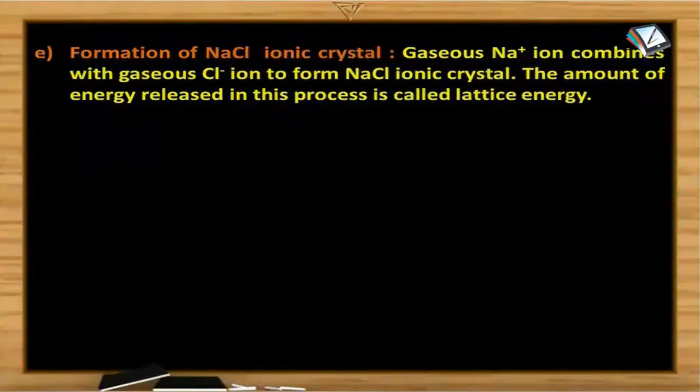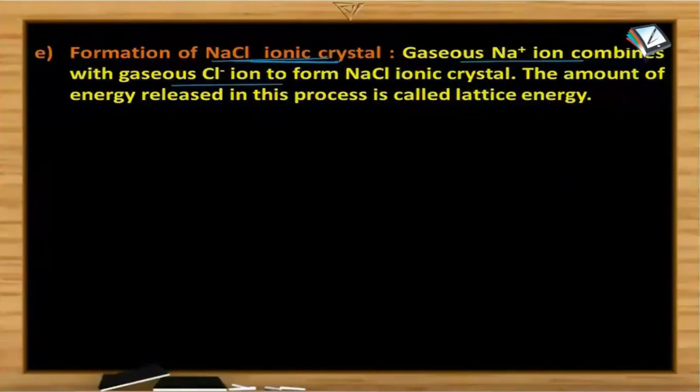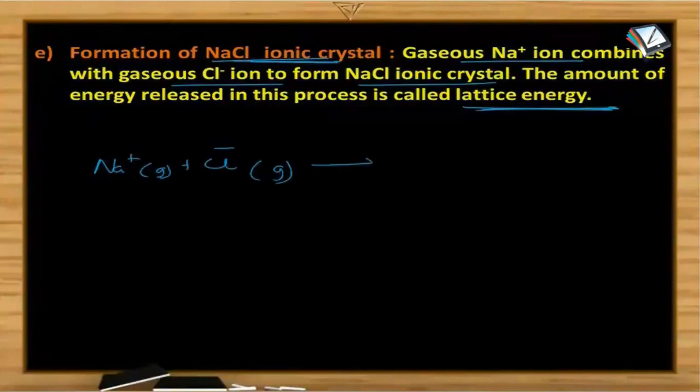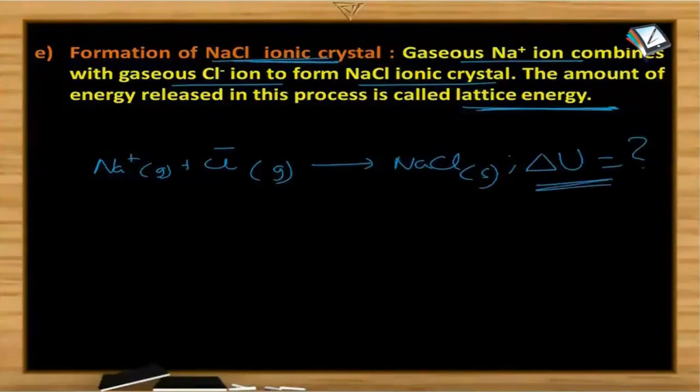Next, in the last stage, formation of the sodium chloride crystal takes place. The gaseous Na+ ion combines with the gaseous Cl- ion to form the NaCl ionic crystal. In this process, some amount of energy is released, and that energy is called the lattice energy. So Na+ ion combines with Cl- ion, both in the gaseous form, resulting in the formation of solid sodium chloride crystal. The energy released in this process, for a moment I will keep as a question mark, is the lattice energy that we are calculating in this particular example.